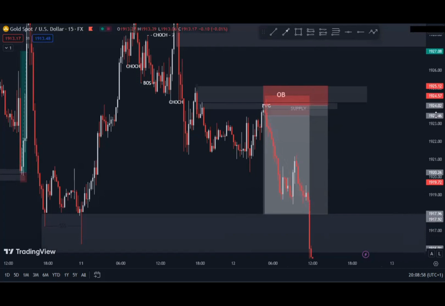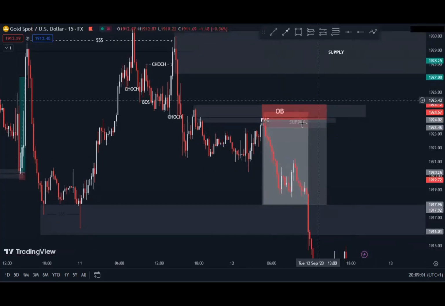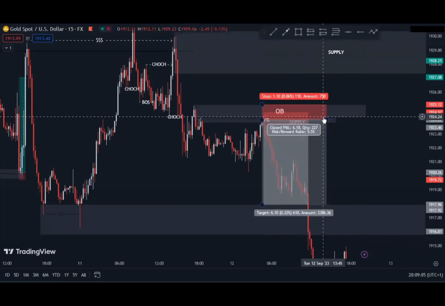So guys, that's just how I traded and I got a beautiful 1:5 risk to reward on this trade.